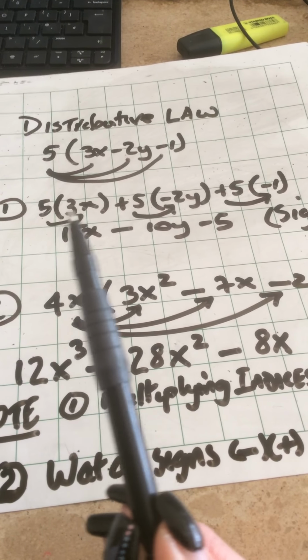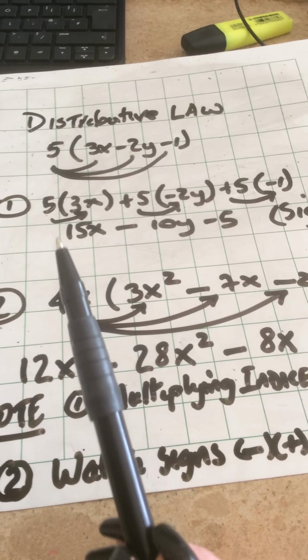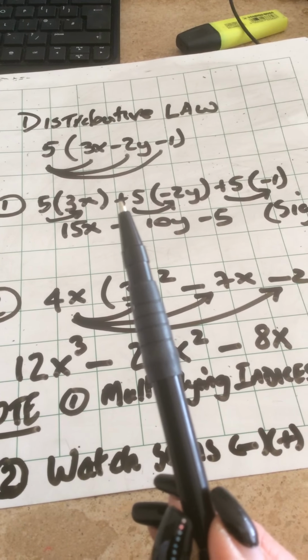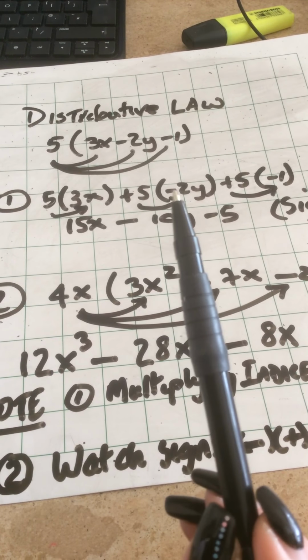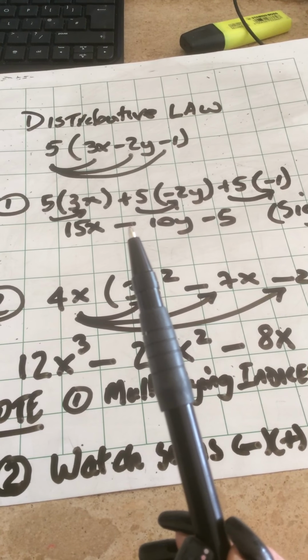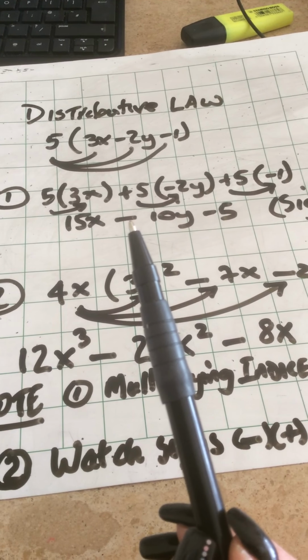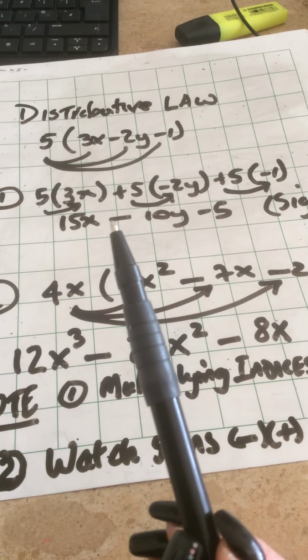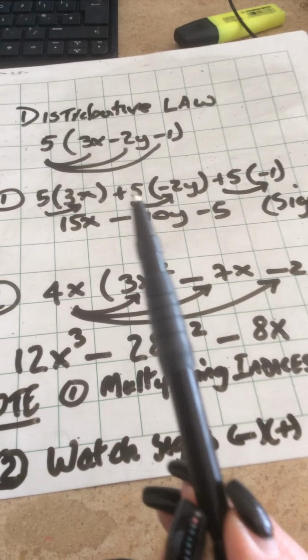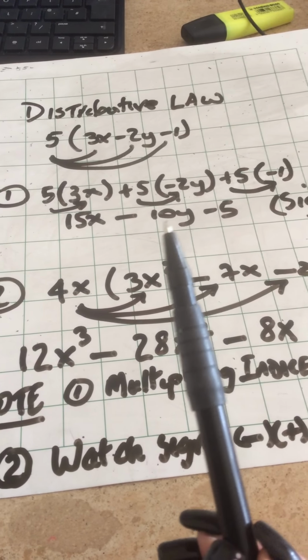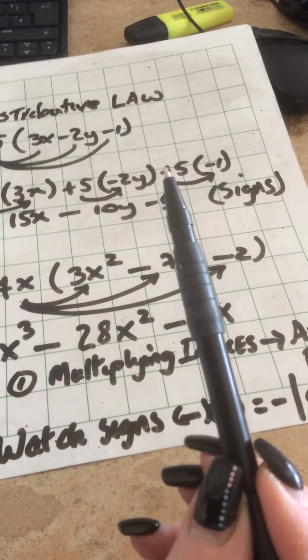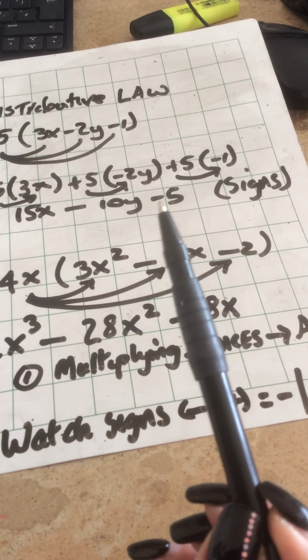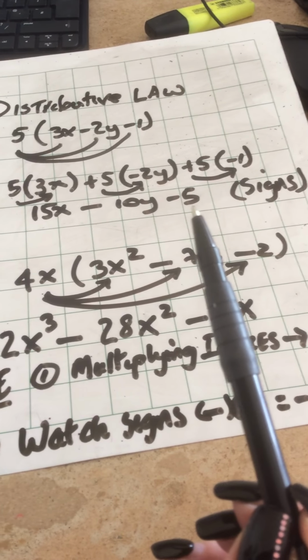I multiply them. I've no problem here because they're two positives. So that's 15x. Then I'm multiplying a positive by a negative or a plus by a minus. And as you know from your rules, plus by minus gives me a minus. So I decide my sign and then I multiply 5 by 2y and I get 10y. Again here, a plus by a minus gives me a minus, and 5 times 1 is 5.